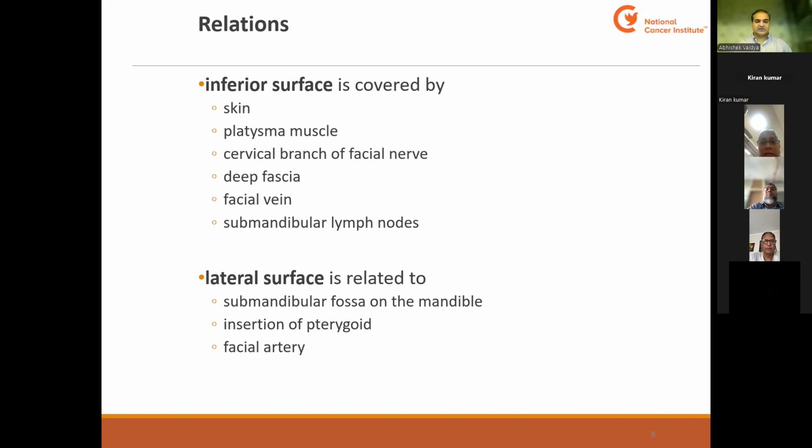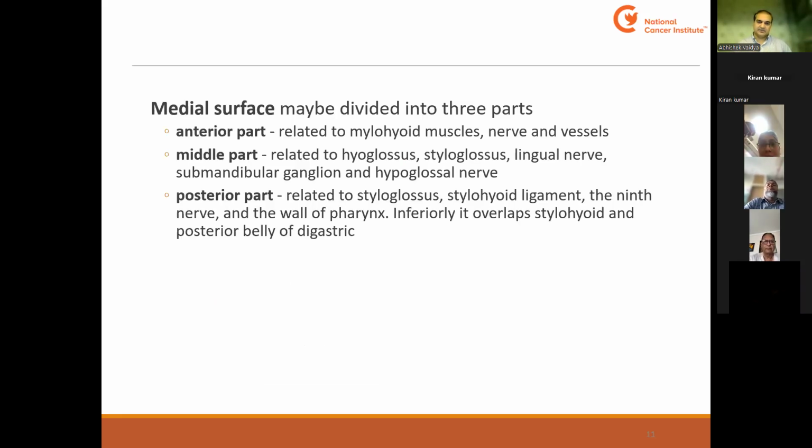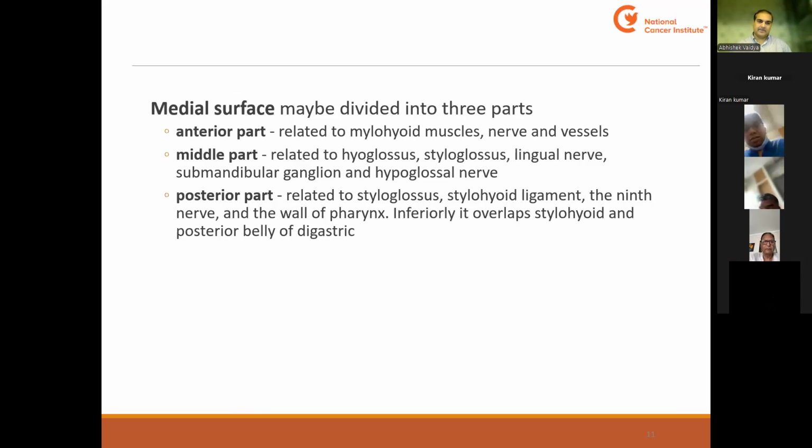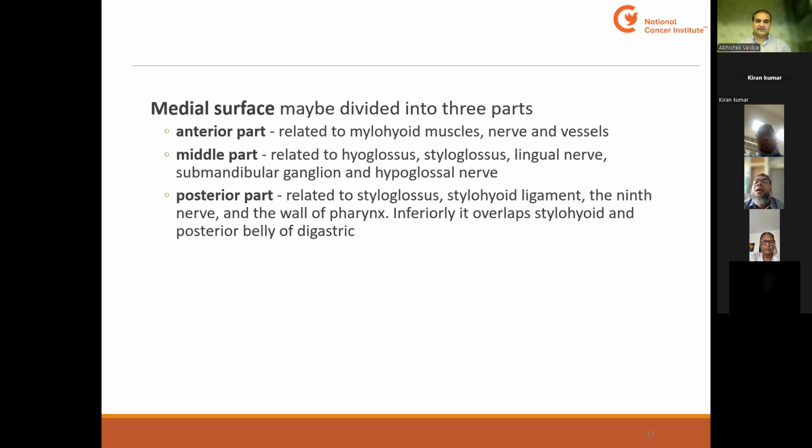gland. The lateral surface is related to the submandibular fossa of the mandible, the insertion of the pterygoid, and the facial artery. As you can see, these are the relations of the submandibular gland from the medial aspect. The medial surface may be divided into three parts: the anterior, middle, and the posterior part. The anterior part, as you can see, is related to the mylohyoid muscles, nerves, and the vessels. The middle part will be related to hyoglossus, styloglossus, which is on the medial aspect, and the submandibular ganglion and the hypoglossal nerve. I'm going to show all of this in a video by Ackland.